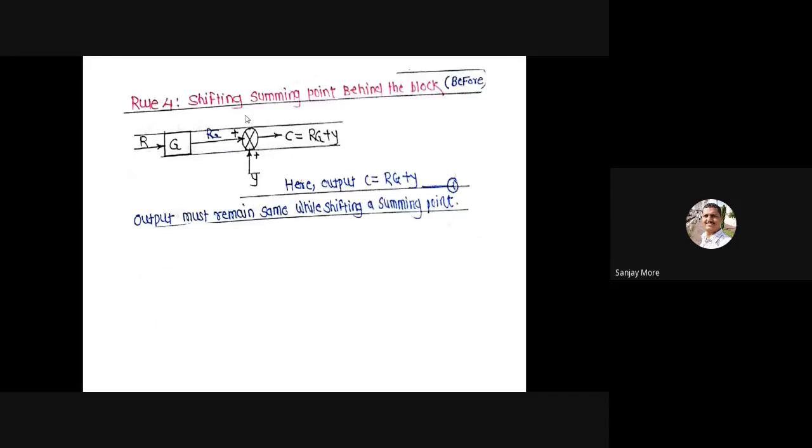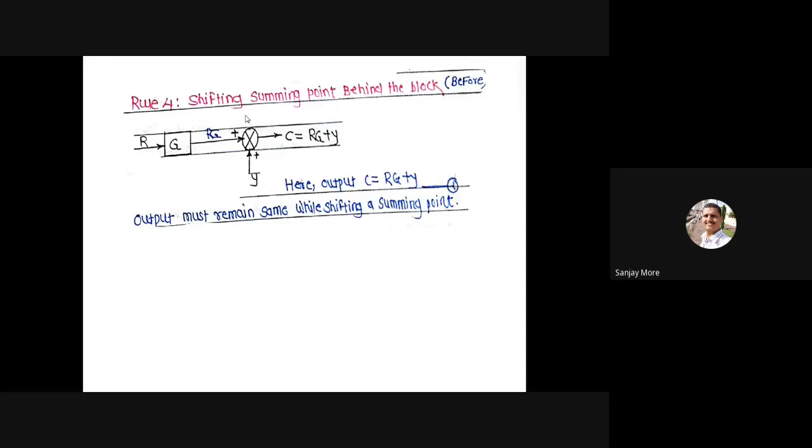Okay. Then rule number four. Rule number four: shifting summing point behind the block or before the block. Write down rule number four: shifting summing point behind the block or before the block. See the diagram. The output must remain the same while shifting the summing point.